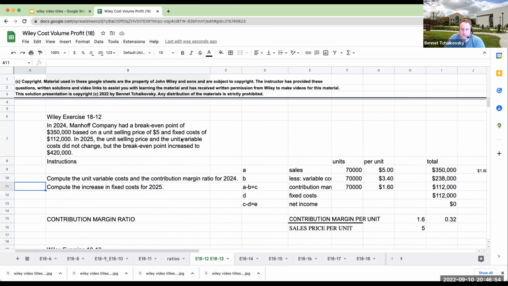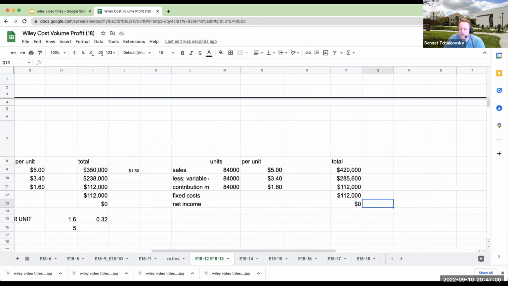Okay, so unit selling price did not change, but the break even point increased to 420. So what this means is that the contribution margin is going to be 134,400. Okay, so let's take a step back again.